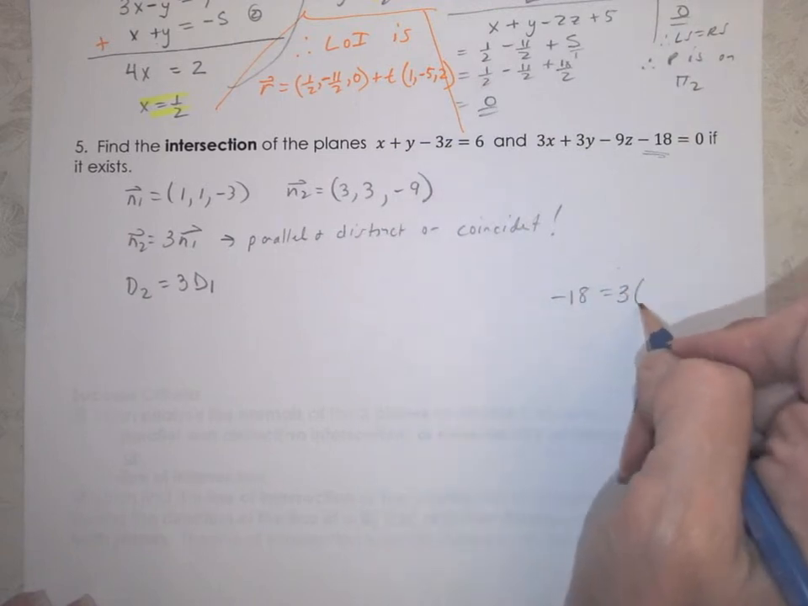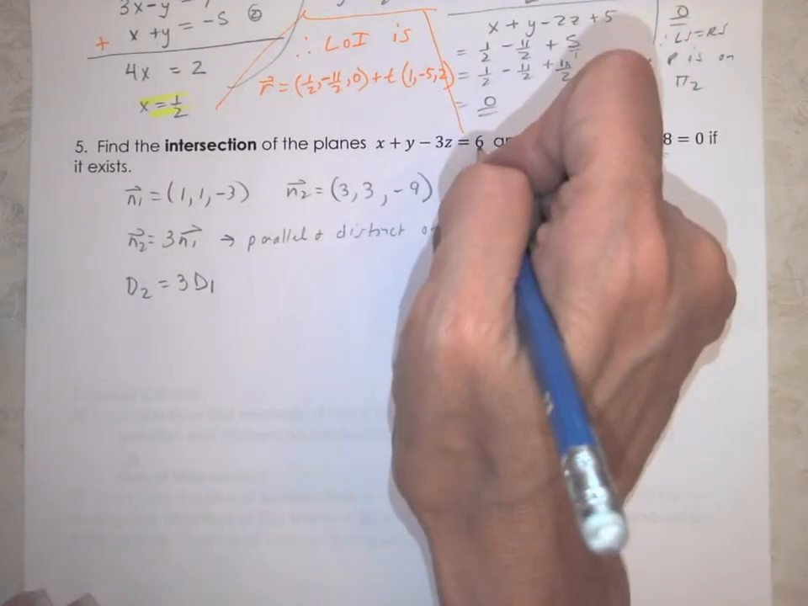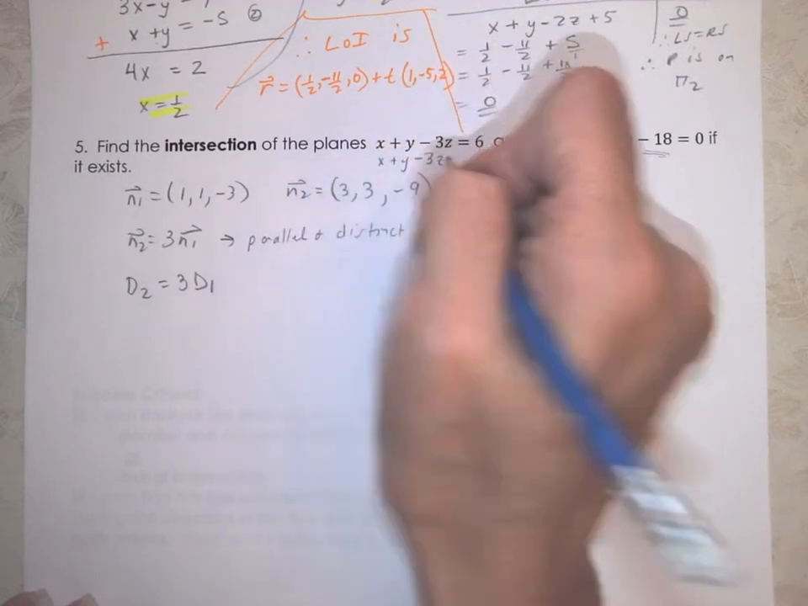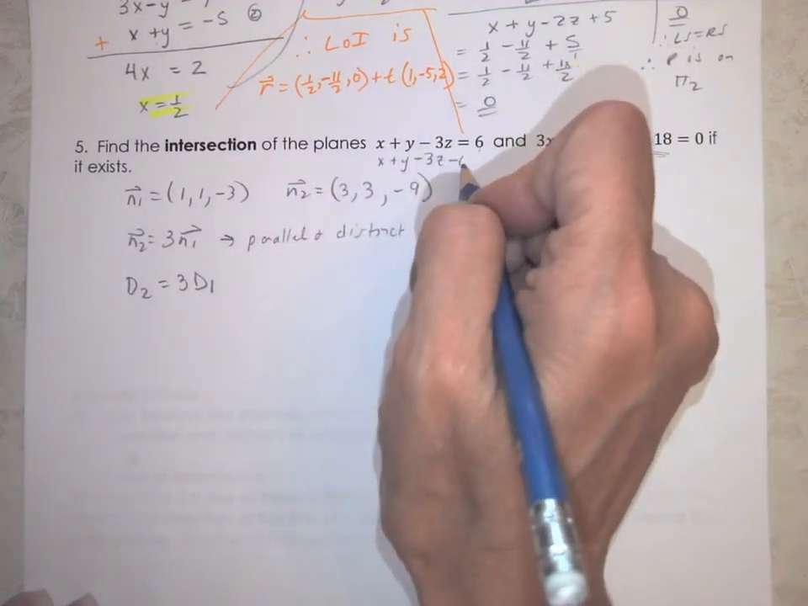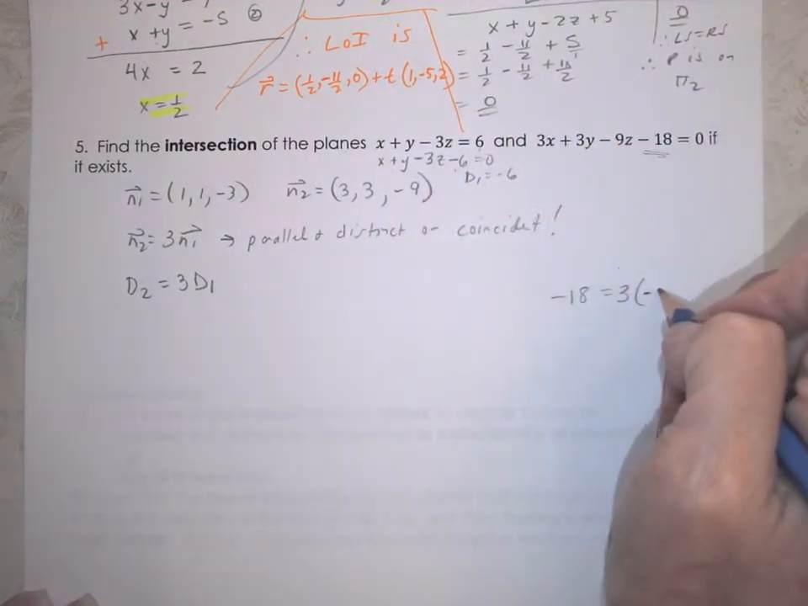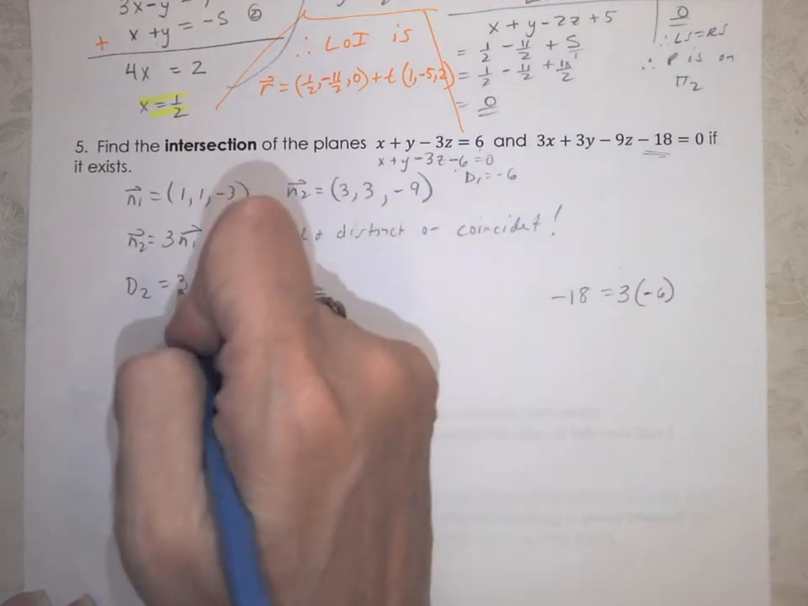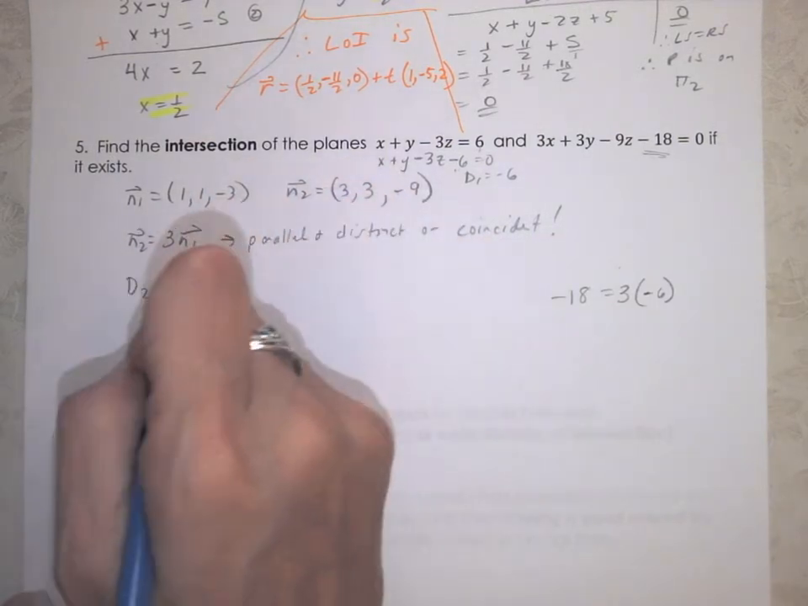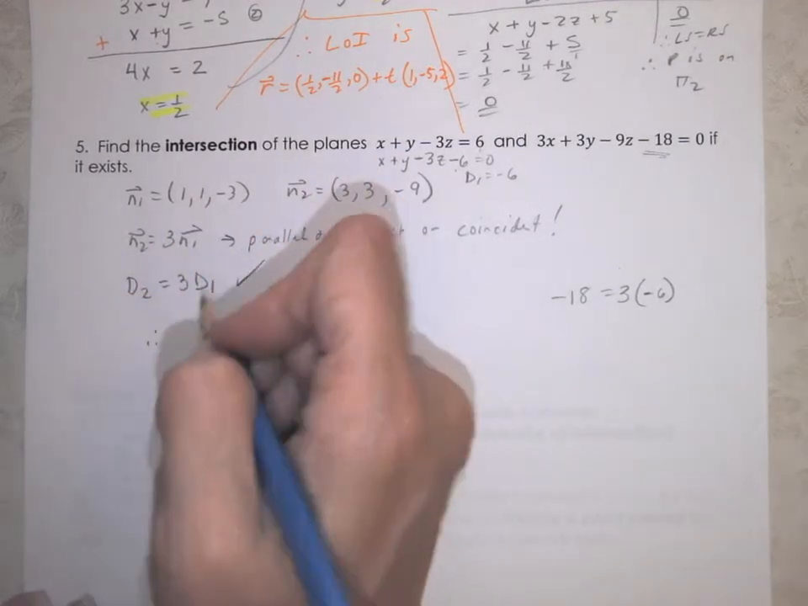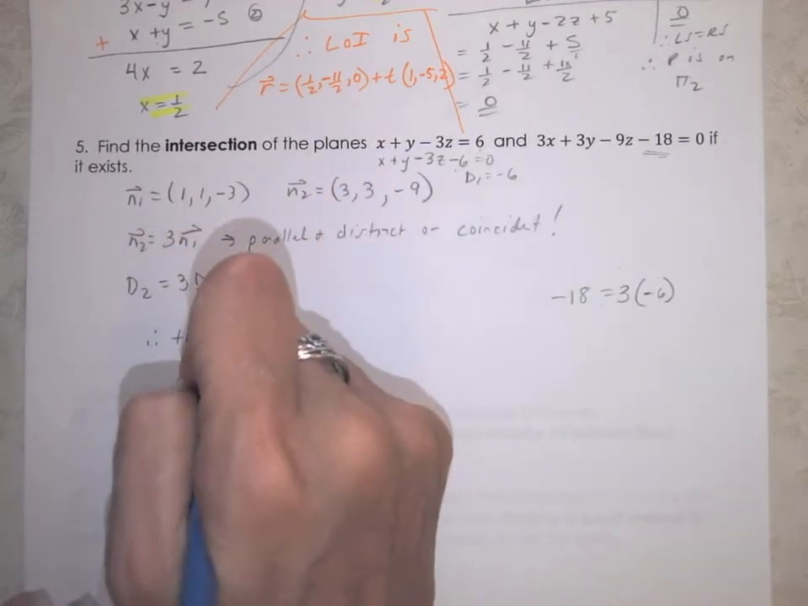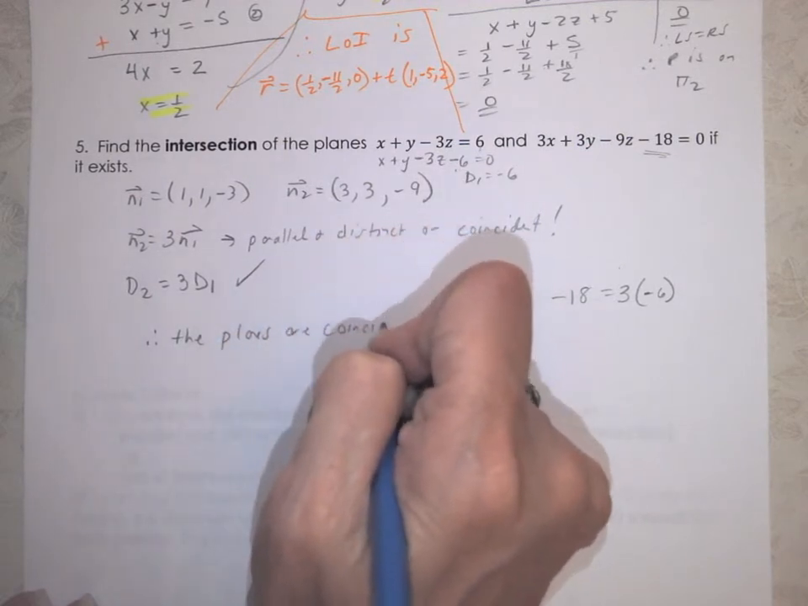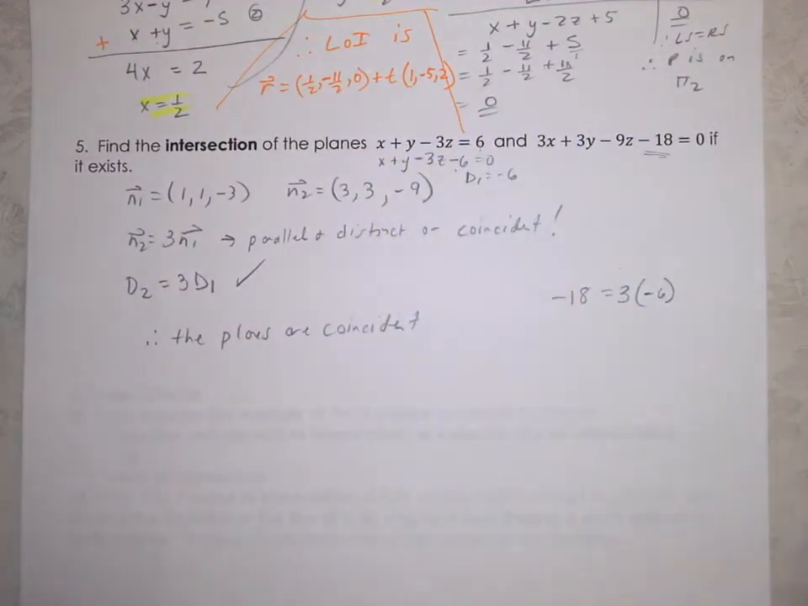Is that equal to 3 times D1? Remember that if we want this to look the same, we would subtract the 6 over here, so D1 would actually be negative 6. That is true. So that's true. Okay, so that means therefore the planes are coincident. That's what it means geometrically, but it asks for the intersection.